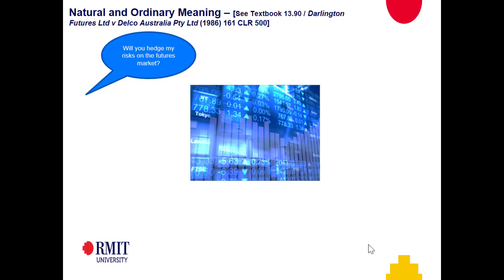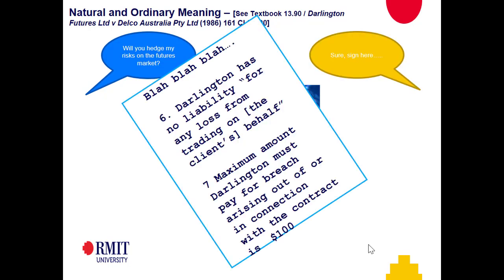They said, will you hedge my funds? They said, sure, we'll do that. Here's the contract. The contract had all sorts of things in it, but two particular clauses were looked at by the court. So clause 6 said, Darlington has no liability. It was a bit longer than this, but I wanted to read it all on the slide. You can read the whole thing in the case.